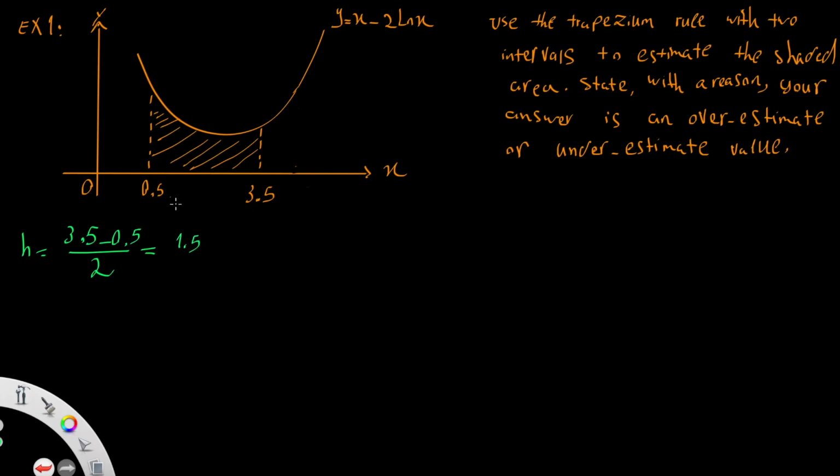Now it means that you should move at the step of 1.5. So you have in the middle after 0.5, you move 1.5 steps ahead, you reach 2, then 1.5 steps again ahead, which gives you 3.5. So now you have two intervals.